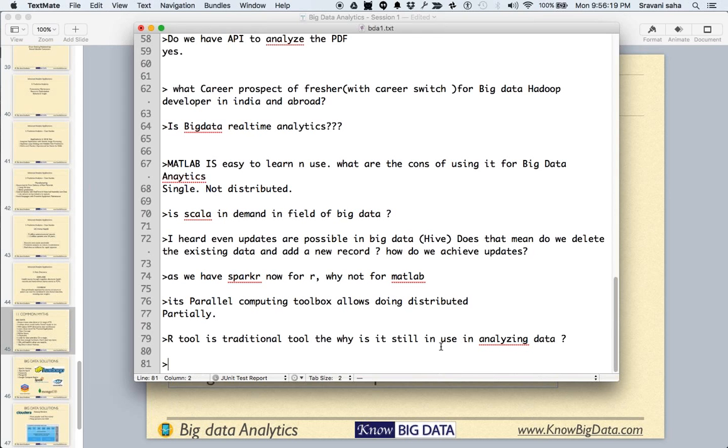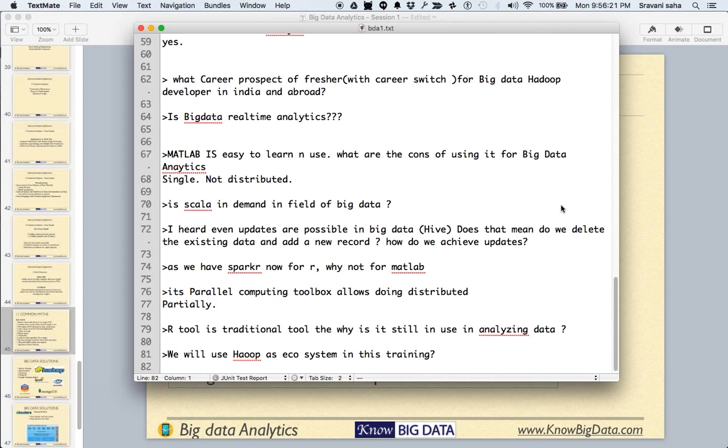Sahib's question is, will we use Hadoop as the ecosystem for this training? Not only Hadoop, we will use multiple systems. If you go through the index, there are multiple systems which we are going to use. This course is going to be really tough, really demanding.